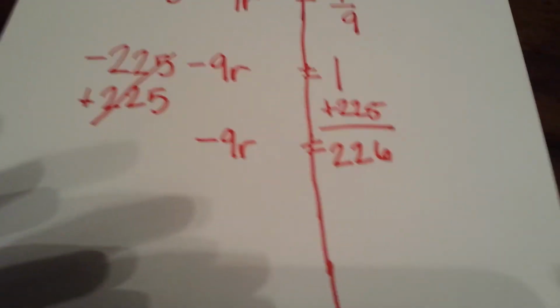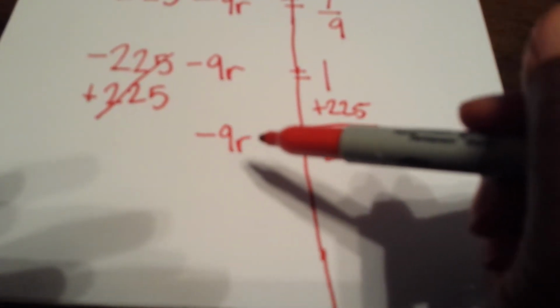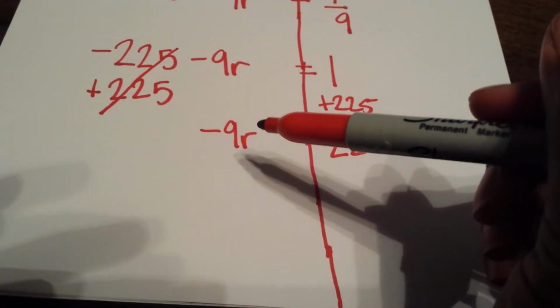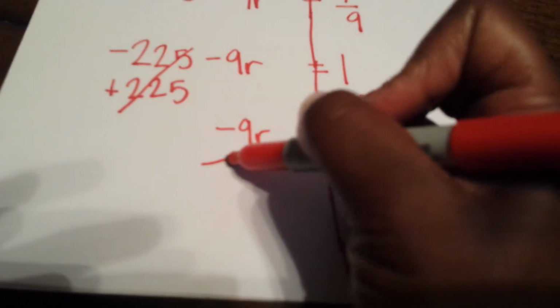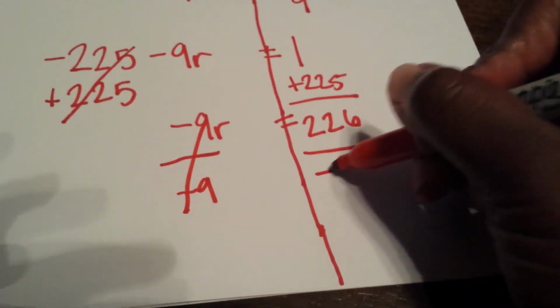Again, I'm still trying to get r by itself. So I need to divide by the negative 9 because that's negative 9 times r. And the opposite of multiplication is division. So I'll divide by negative 9 over here. Then I must also divide by negative 9 over here.